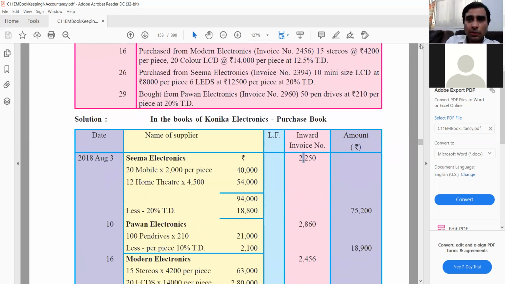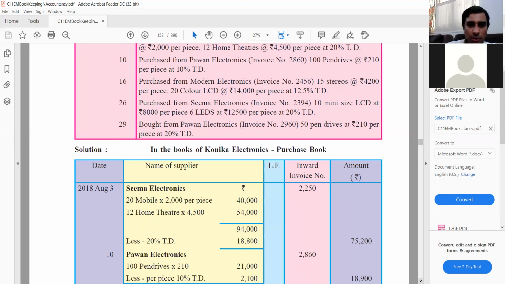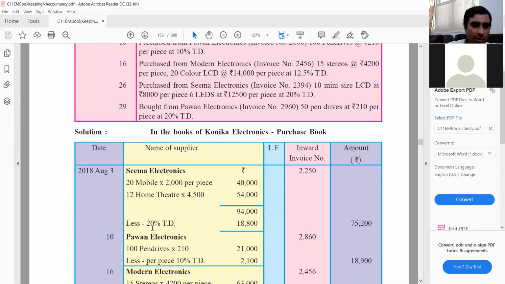Okay, so let's get to the second transaction. Purchase from Pawan Electronics, invoice number so and so, 100 pen drives at the rate 210 per piece, 10% trade discount. So 21,000 is the full price, and from the full price you subtract the 10% trade discount, 2,100, so that will be 18,900. So Pawan Electronics 18,900, 100 into 210, 21,000 less trade discount. So there you go.